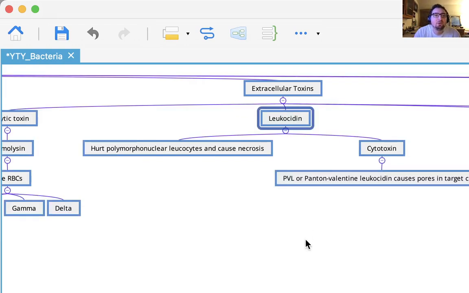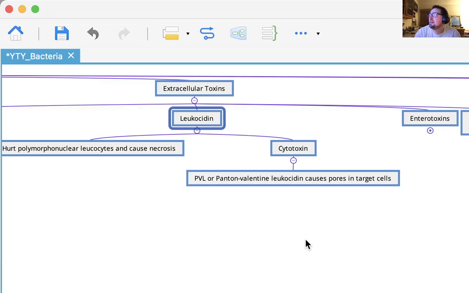Leukocidin. So this hurts polymorphonuclear leukocytes, and it causes necrosis. It's got a cytotoxin component to it, and PVL is what's going to help it cause pores to form in target cells. So it's essentially killing cells.